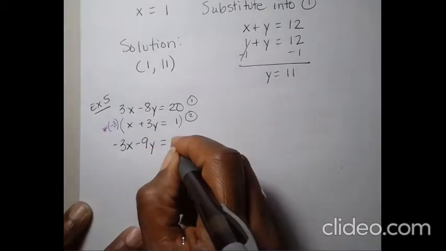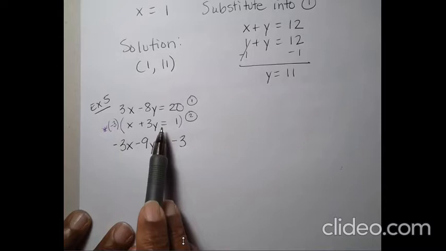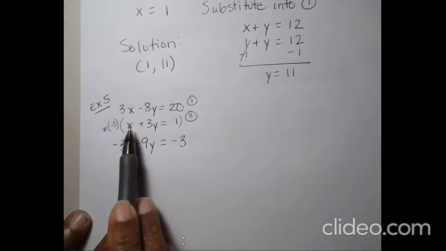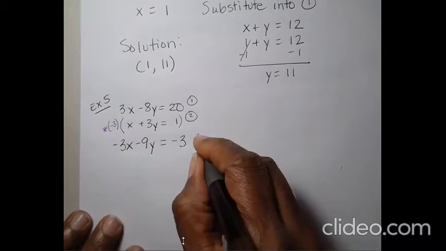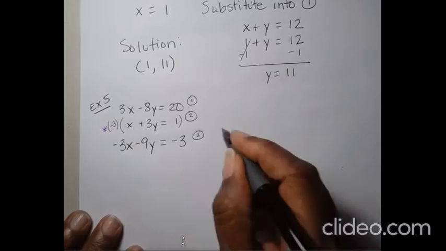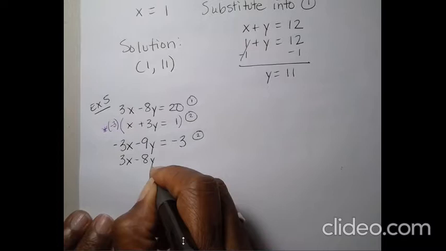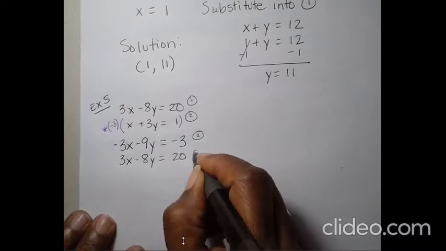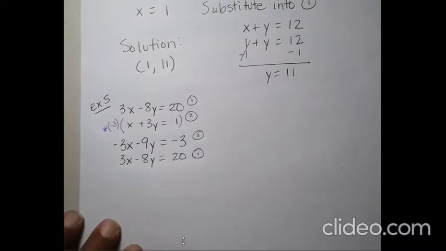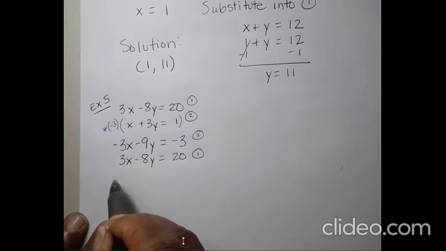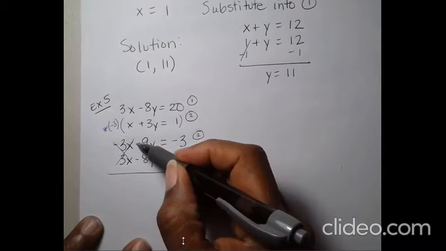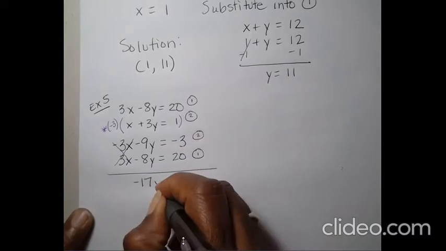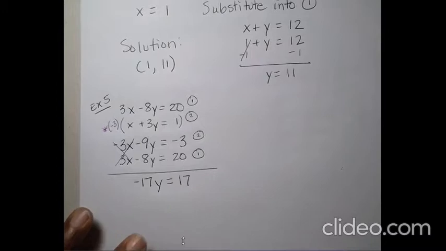This is now our new equation 2, and we're bringing down our equation 1. I'm just rewriting it. This is our equation 1. And now we have a -3x and a positive 3x, so these two are eliminated. -9y and -8y is -17y equals positive 17. We divide by -17, divide by -17, and we have y equals -1.